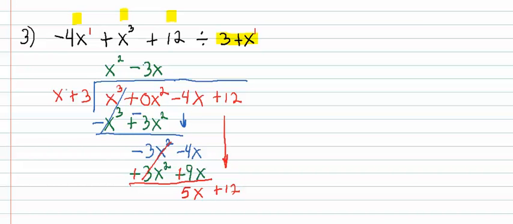Okay, so x times what is going to give me 5x? It's going to be a positive 5. 5 times x is positive 5x. 5 times 3 is positive 15. We're going to draw our line and then change our sign. So this becomes negative 5x and this is a negative 15. This is a 0. Negative 15 and 12 is negative 3.